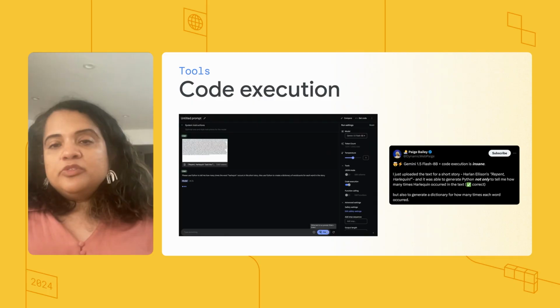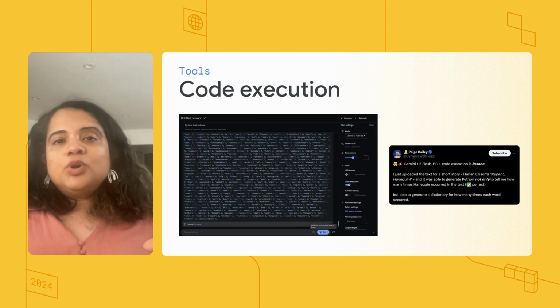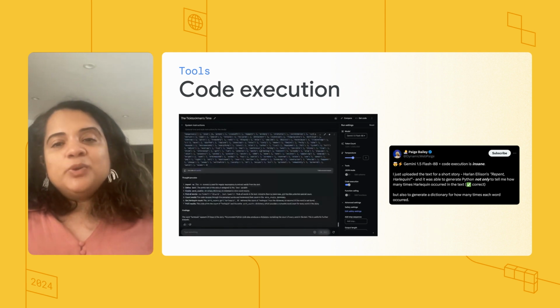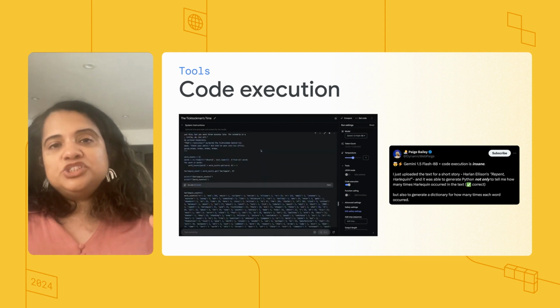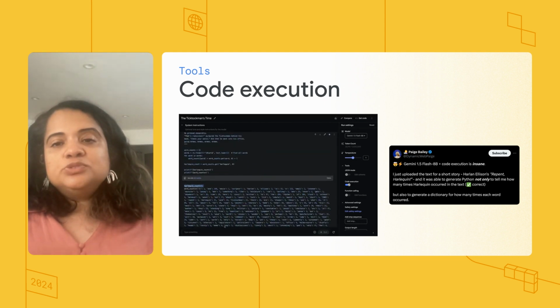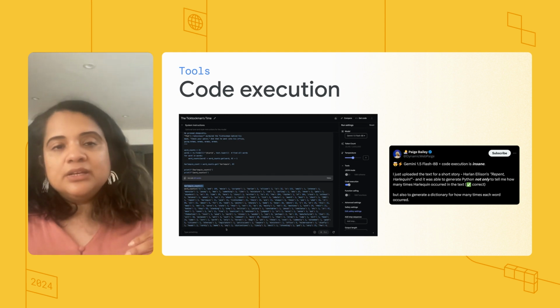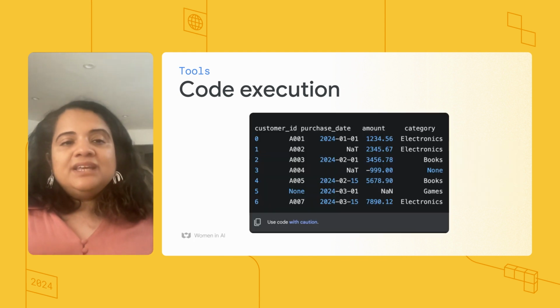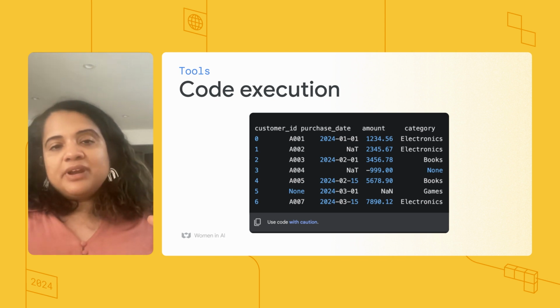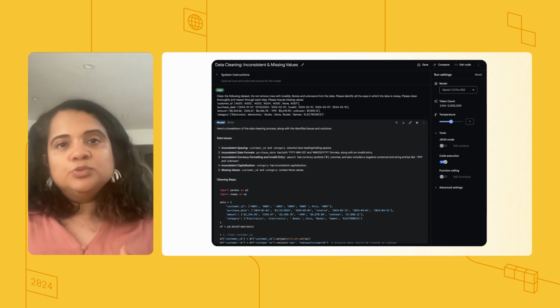We are in the process of adding more features to this tool, such as file input output. But here's an example of Paige Bailey, who I believe is also one of the speakers, uploading the text for a short story and asking Gemini to analyze that text to tell her how many times Harlequin occurred. Here is an example that I tried of putting in a really, really dirty data set, and I got Gemini using code execution to clean that data and format that data up for me.